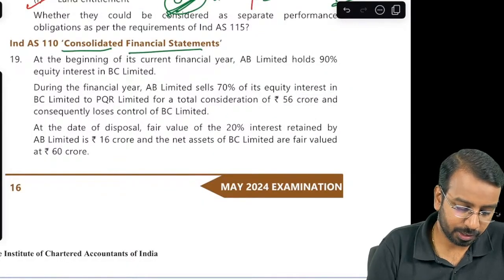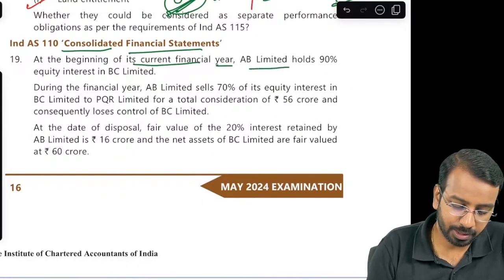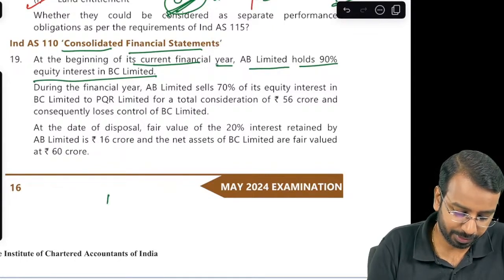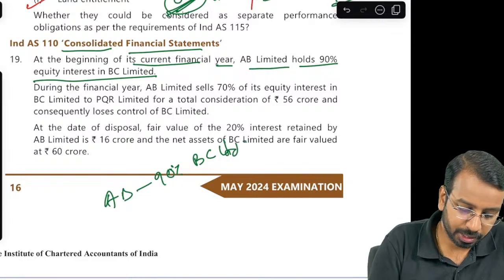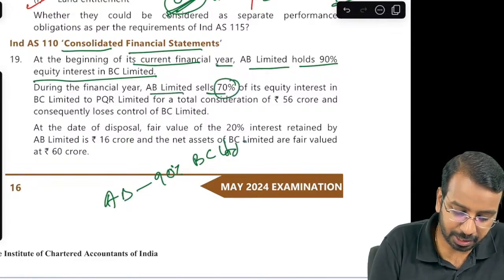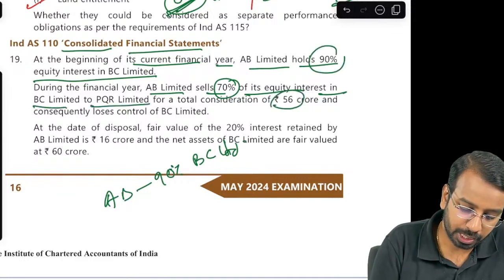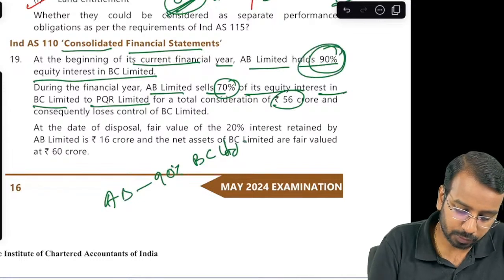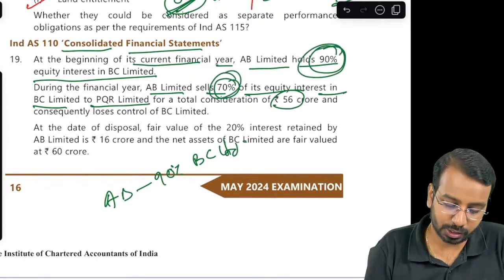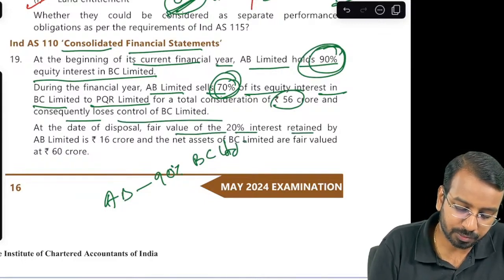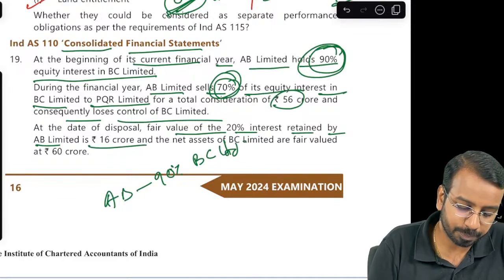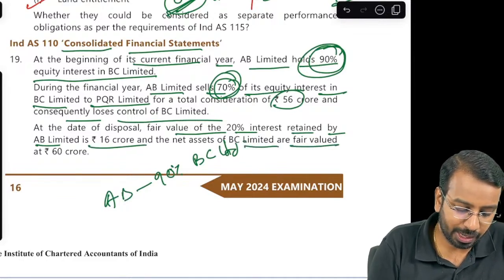Then Ind AS 110 on consolidated financial statements. At the beginning of its current financial year, AB Limited holds 90% equity interest in BC Limited. So AB holds 90% in BC Limited. During the financial year, AB Limited sells 70% of its equity interest in BC Limited to PQR Limited for 56 crores. Means what? Out of 90%, after this 70% stake is sold, control is lost, and consequently AB loses control of BC Limited. At the date of disposal, fair value of 20% interest retained by AB Limited is 16 crores, and the net assets of BC Limited are fair valued at 60 crores.